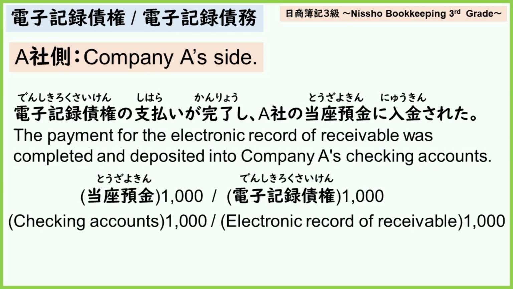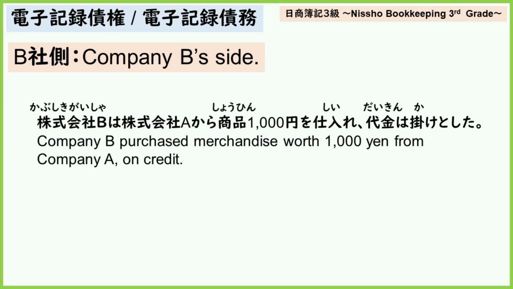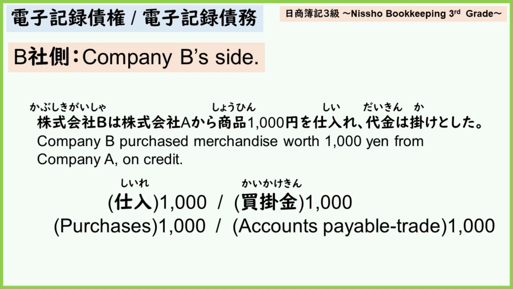Let's now review the journal entries from the perspective of Company B. Company B purchased merchandise worth 1,000 yen from Company A on credit. The journal entry is as follows. Debit, purchases 1,000. Credit, accounts payable trade 1,000. Next is the journal entry to transfer this accounts payable trade to electronic record of payable.